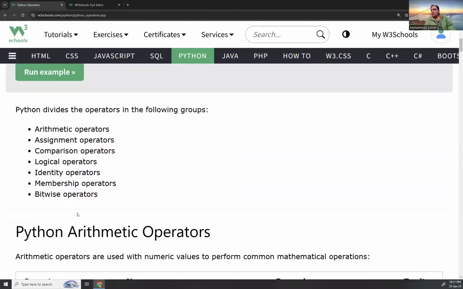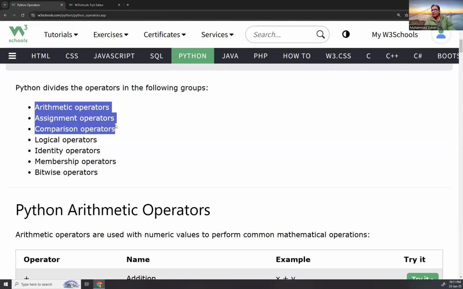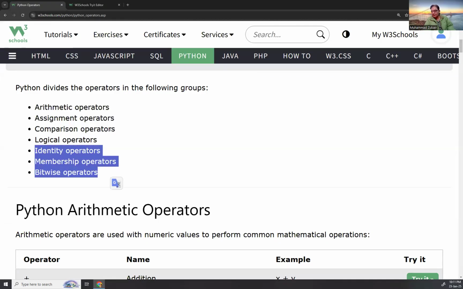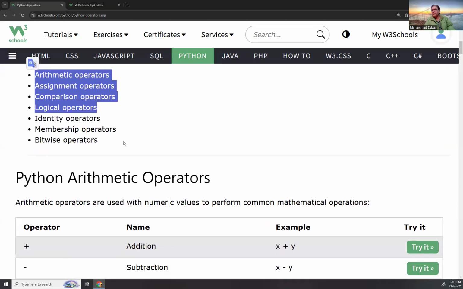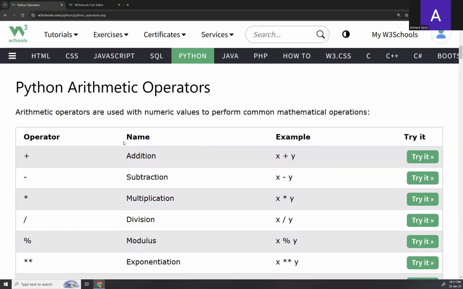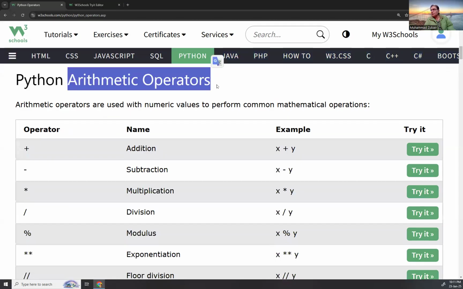So what types of operators are there? Python divides the operators into the following groups. There are arithmetic operators, assignment operators, comparison operators, and logical operators. These four types are very important, although there are other types like identity, membership, and bitwise. But the first four categories are very important for beginners.